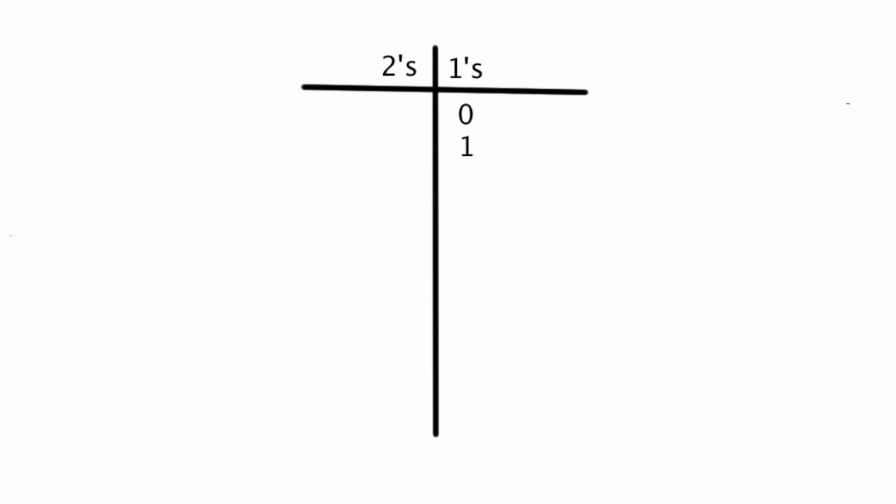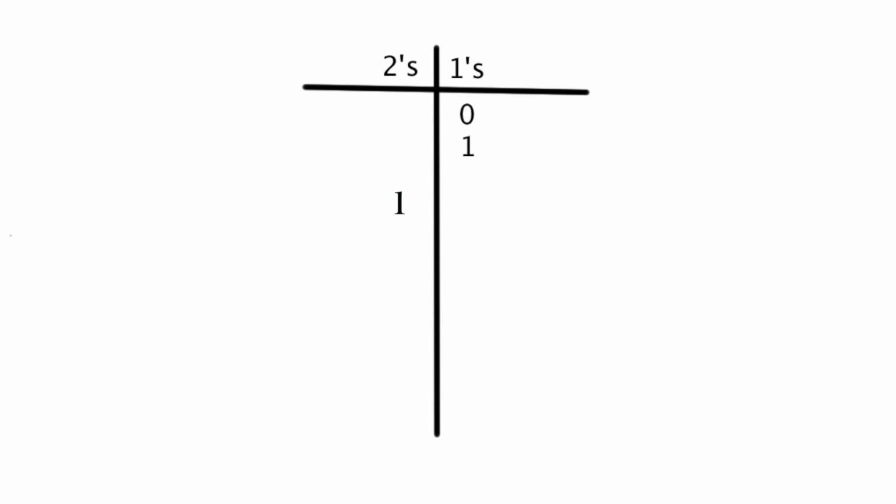0 is 0 groups of 1, which is 0, and 1 is 1 group of 1, which is 1. How can we write 2 in binary? With one column, the highest number that computers can count to is 1. Just like with one column, the highest number that you and I can count to in decimal is 9. When we want to count to 10, we have to add another column to the left.